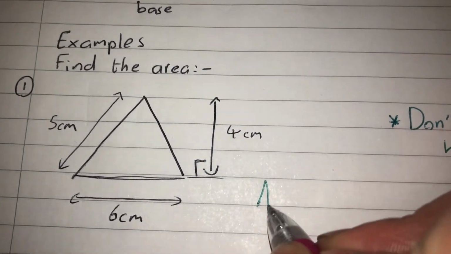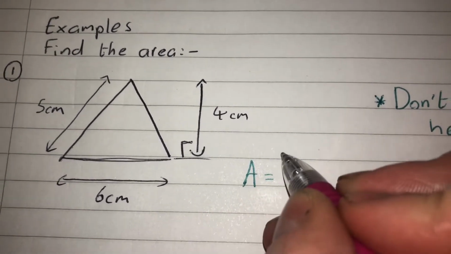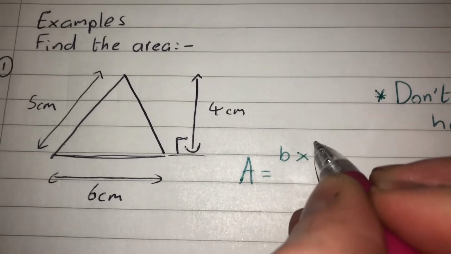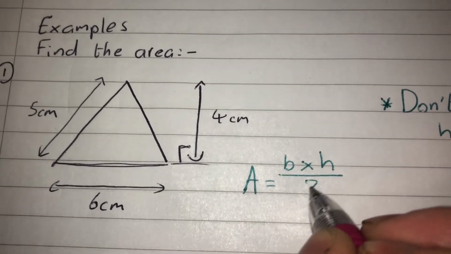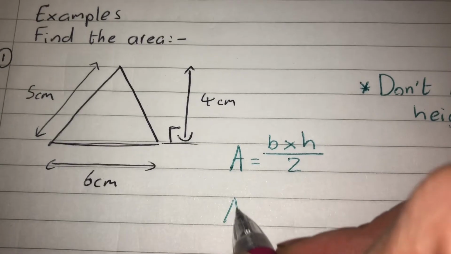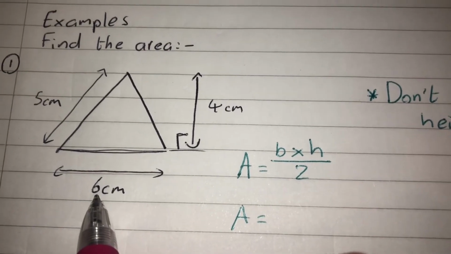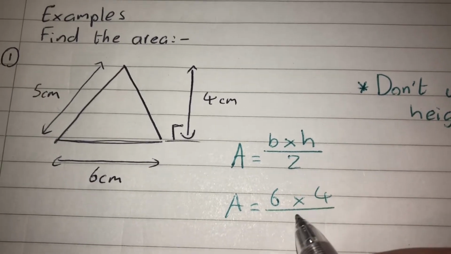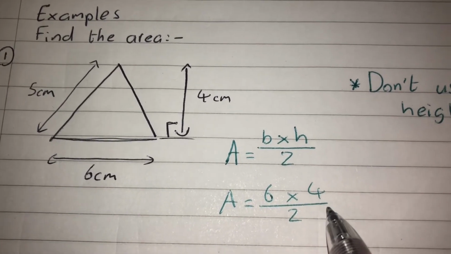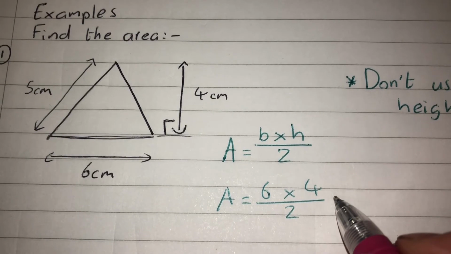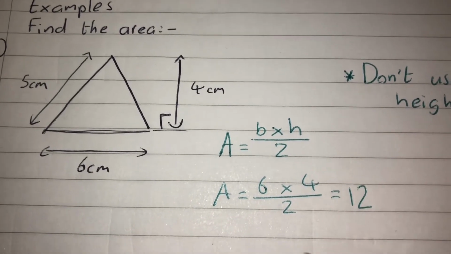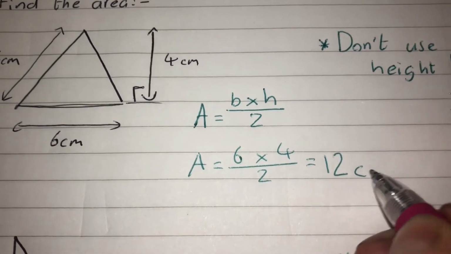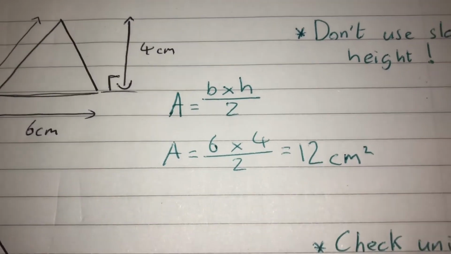So A equals, A for area, base times height, perpendicular height, all divided by 2. Okay, substitute our values in. The base is 6, the height is 4, all divided by 2. 6 times 4, 24. Divide that by 2 is 12, and my units is, again, centimetre squared in this case.